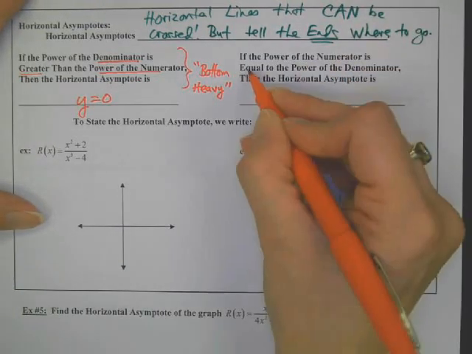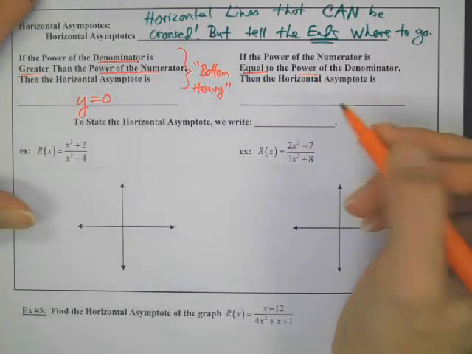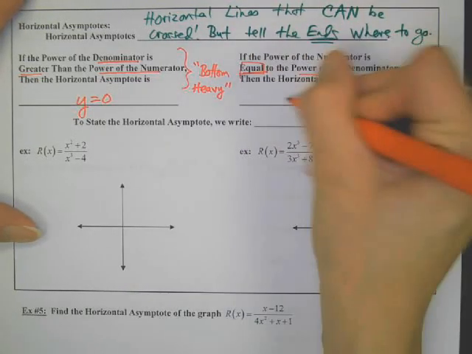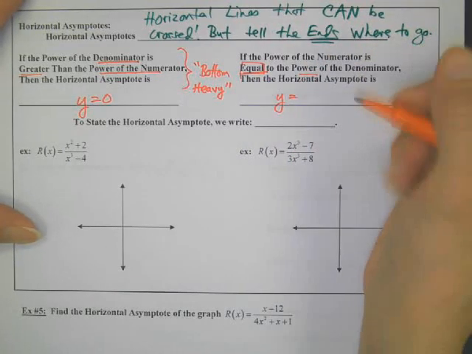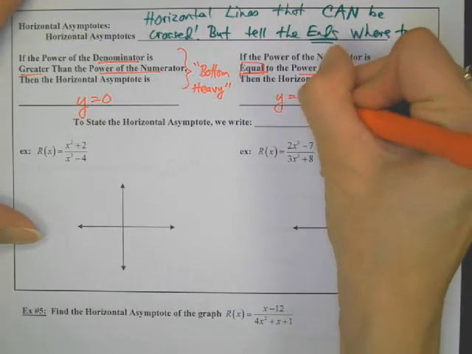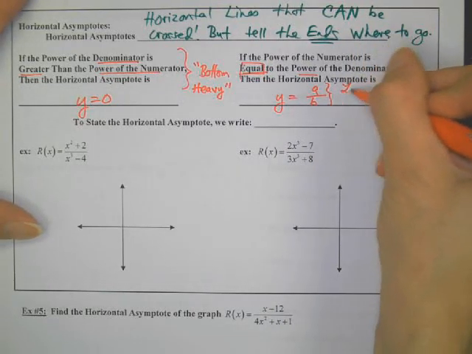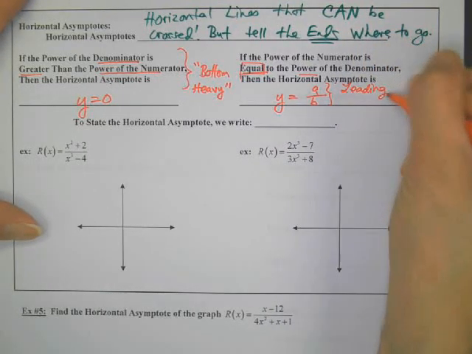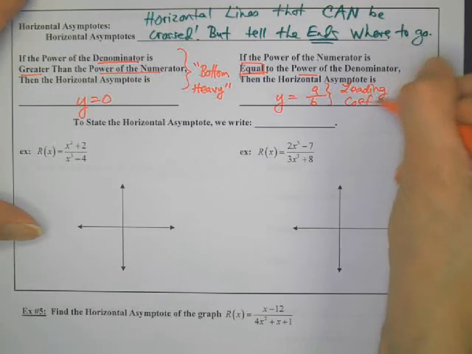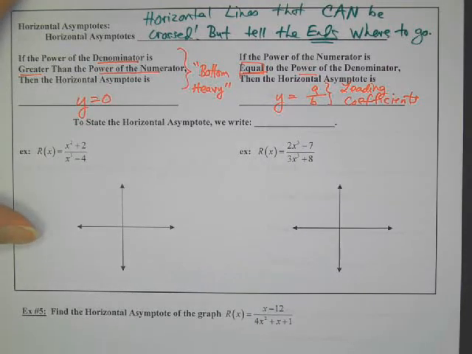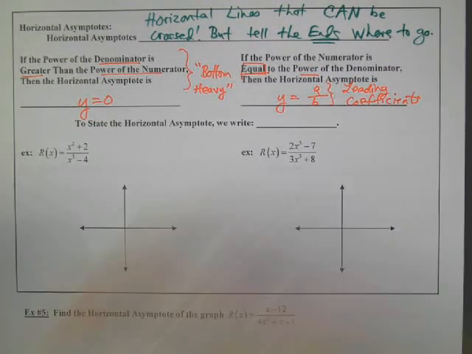If the power of the numerator is equal to the power of the denominator, okay, if they're equal, then you're going to have a horizontal asymptote y equals a over b. And where do we get those numbers? Yeah, those are from the leading coefficients. So horizontal asymptotes are super easy to find. Let's take a look at a couple of them here.